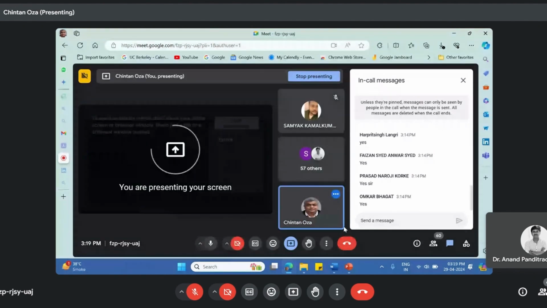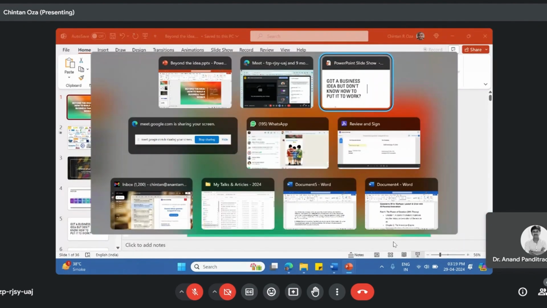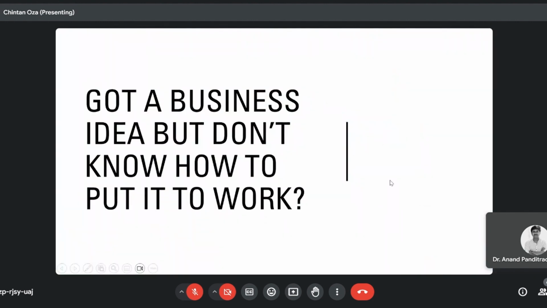In the interest of time, let me just turn off my camera so that we'll save on bandwidth and you will get better quality of voice while you look at my screen.